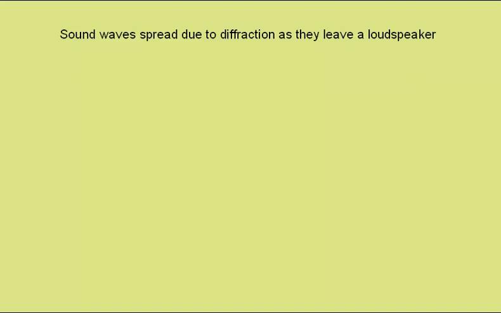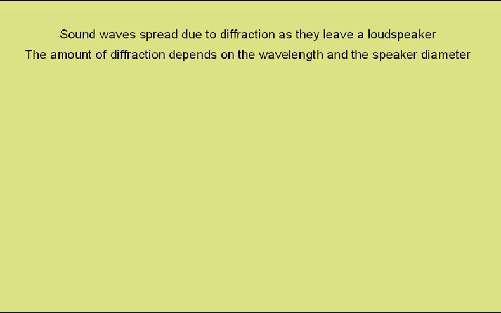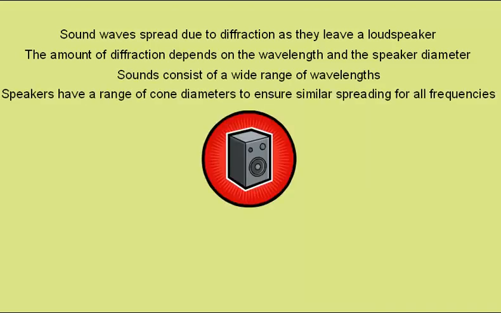Sound waves spread due to diffraction as they leave a loudspeaker in just the same way as microwaves diffract as they leave the satellite transmitter. The amount of diffraction again depends on the wavelength of the sound and on the speaker diameter. But sound consists of a wide range of wavelengths, and therefore the speaker needs to have a range of cone diameters to ensure similar spreading for all frequencies.